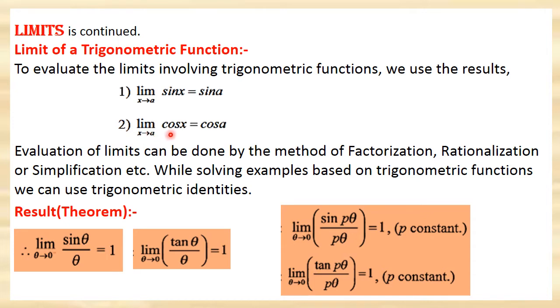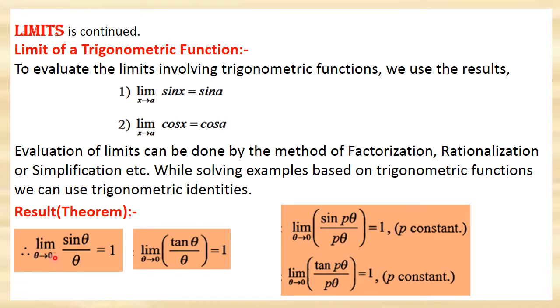Limit x tends to a, cos x is also cos a. That is, just put x is equal to a. Now we can use the other methods that we have already learned, that is factorization, rationalization and simplification, etc., while solving the functions containing trigonometric functions. And there are some theorems which are taken as the results for evaluating the limit.